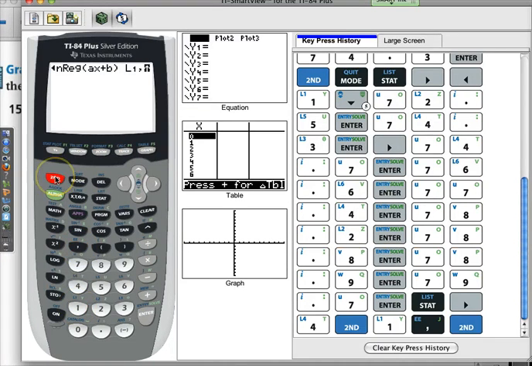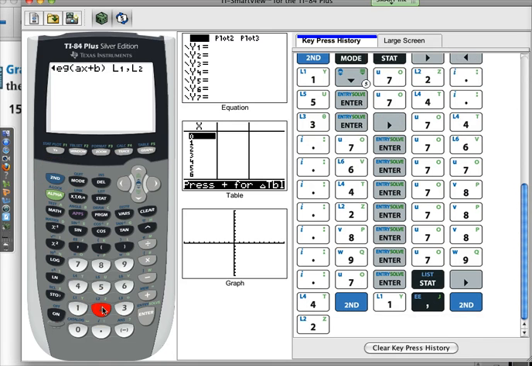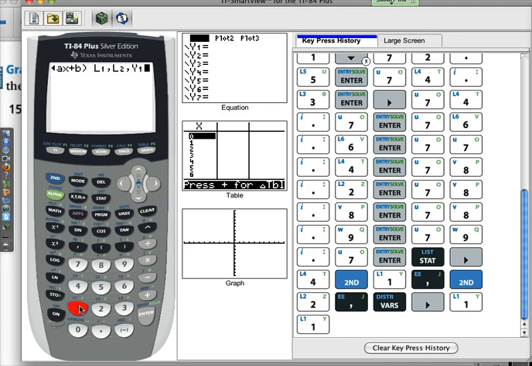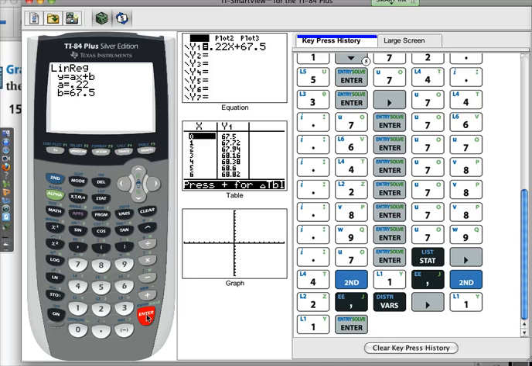And I want to use list 2 for the men first. And I want it to store that in y sub 1. So variables, y variables, arrow to the right once. Number 1 for functions, and number 1 for y sub 1. And now when I hit enter, not only does it give me the linear regression equation that I need to write down for the problem, but it's also going to store that in y sub 1 for me.